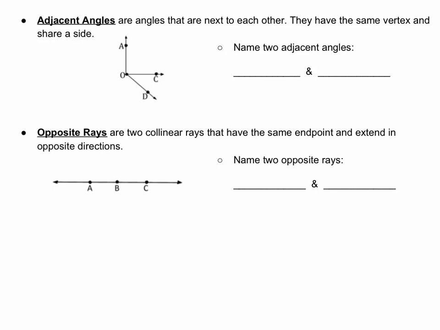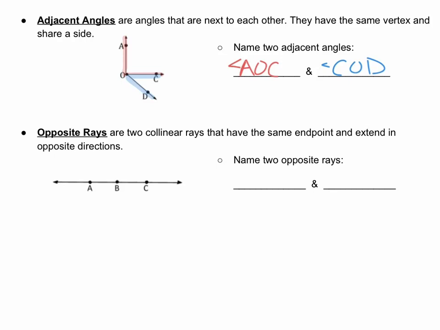So in this diagram, I've got this angle in red, and then I've got this angle in blue. Those two share a side, have the same vertex O, and they are adjacent. They're next to each other. So I'll name those angle AOC and angle COD.